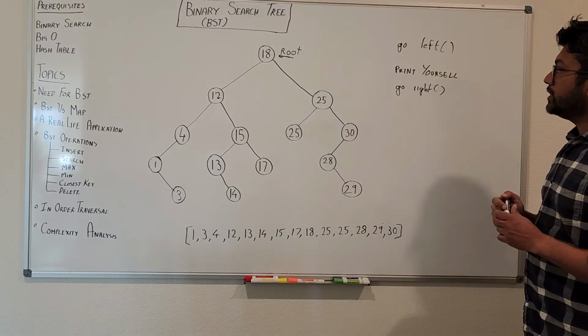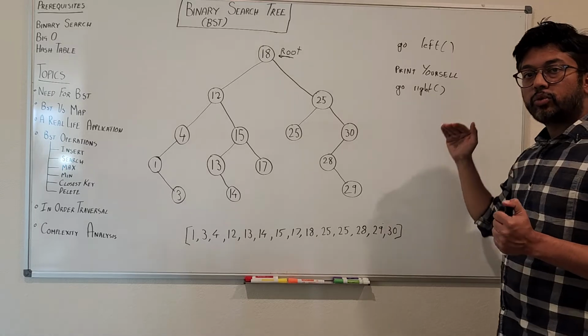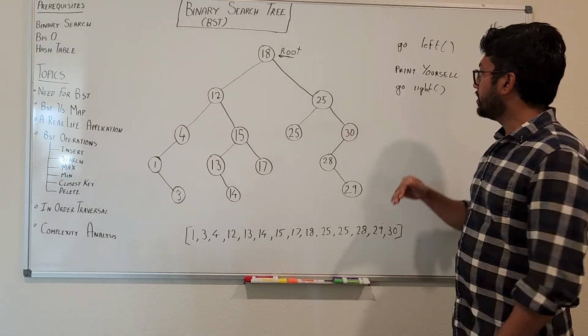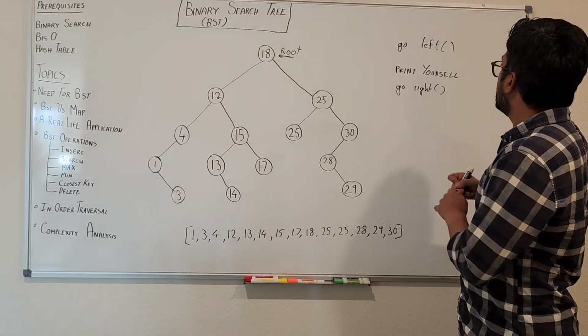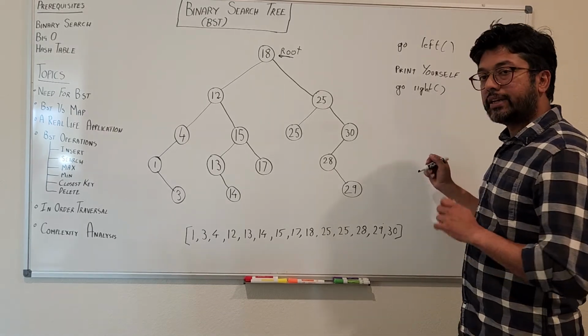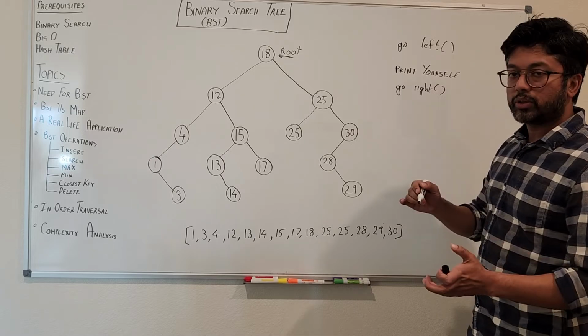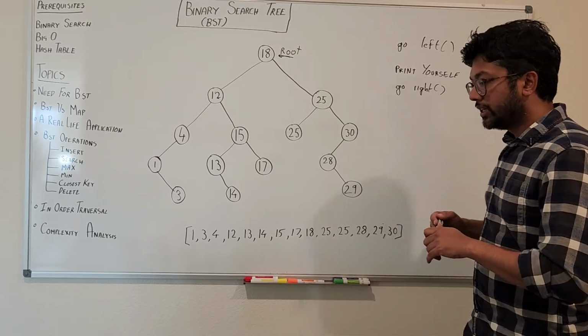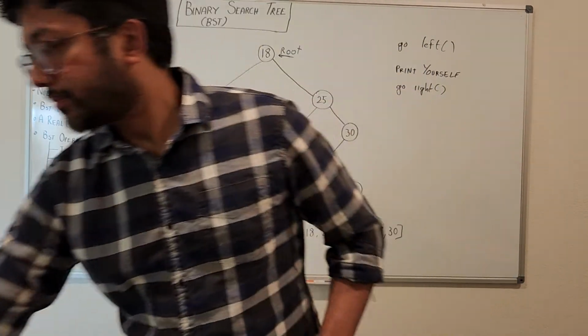So for every single node, you go left until you can't go left anymore. When you can't go left anymore, you print yourself, and after that you go right and do the same thing. Go left until you can't go left anymore, print yourself, go right. So let's see that in action.